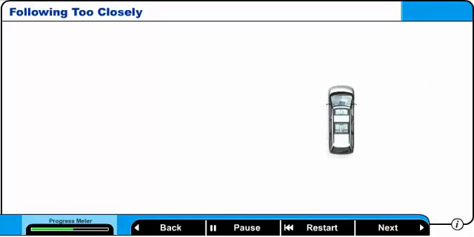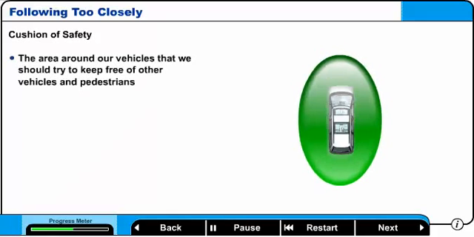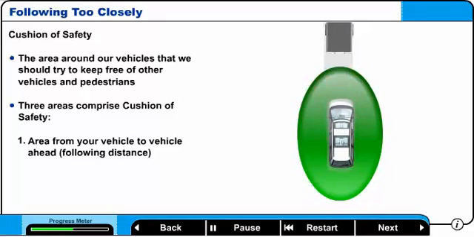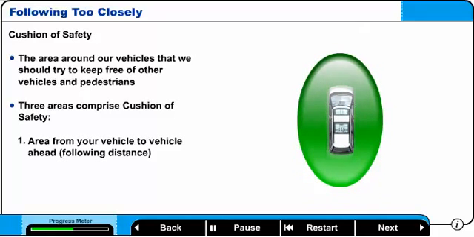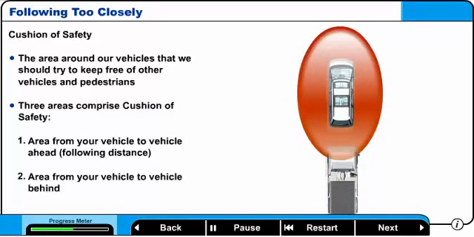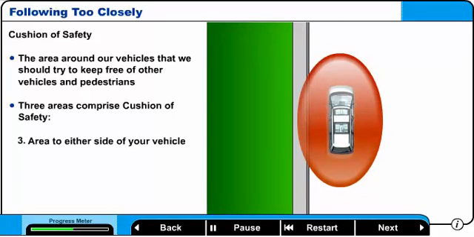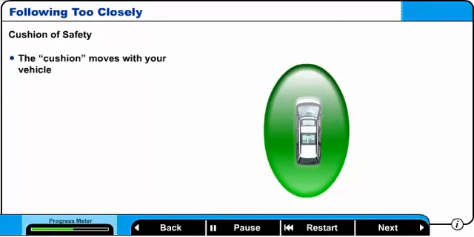To make sure you don't follow too closely and you aren't followed too closely, keep a cushion of safety around your vehicle. The cushion of safety is the area around our vehicle that we should try to keep free of other vehicles and pedestrians. 3 areas comprise the cushion of safety. The area from your vehicle to the vehicle ahead, your following distance. The area from your vehicle to the vehicle behind, and the area to either side of your vehicle. The cushion moves with your vehicle.